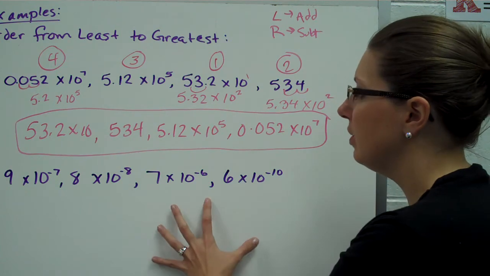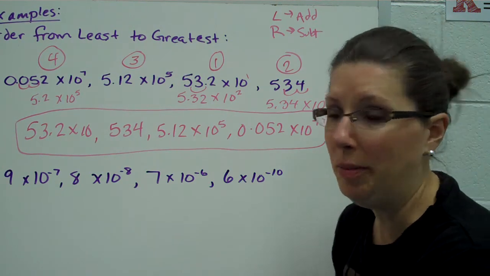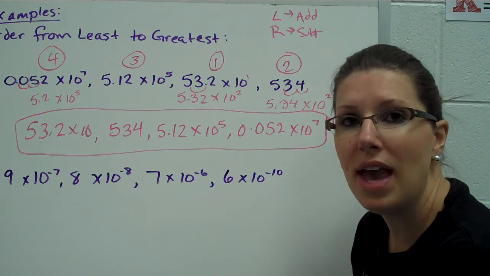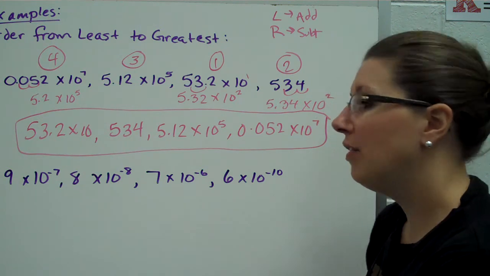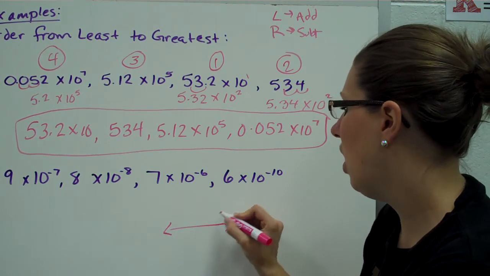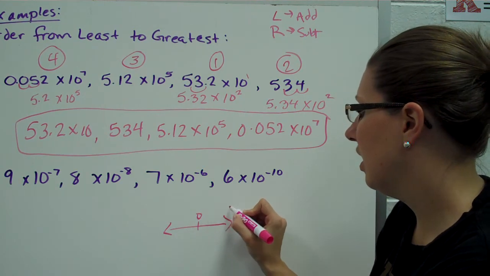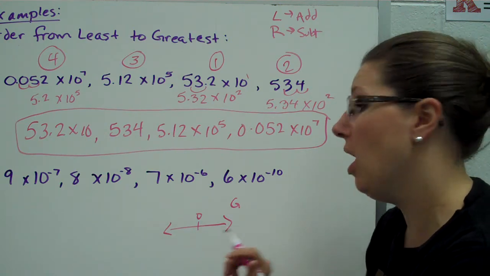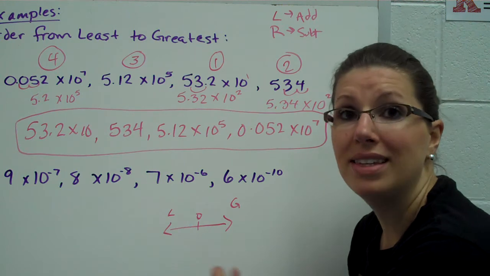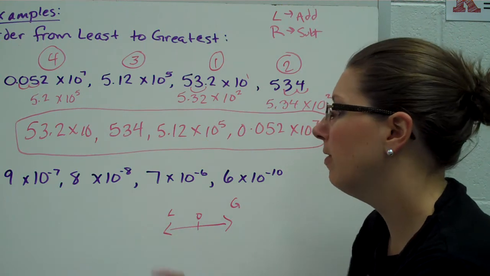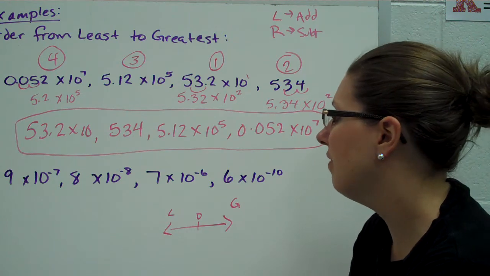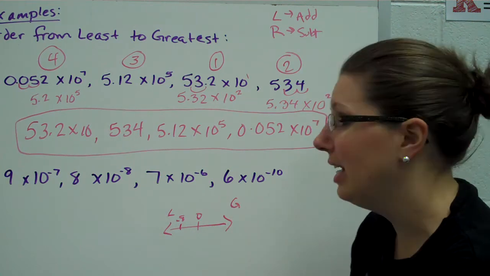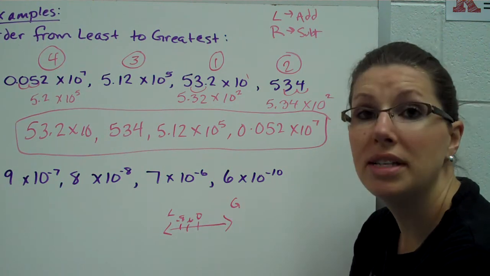Okay? Let's look at this one down here. There's a couple things to remember. First of all, looking at it, they're all in scientific notation. That's great. But if you look at the exponents, all the exponents are negative. If you think about a number line, with this being 0, the more you go to the right, the greater the number becomes. The more you go to the left, the lesser the number becomes. So if I'm comparing these, and I've got -8, that's actually less than -6 using a number line.